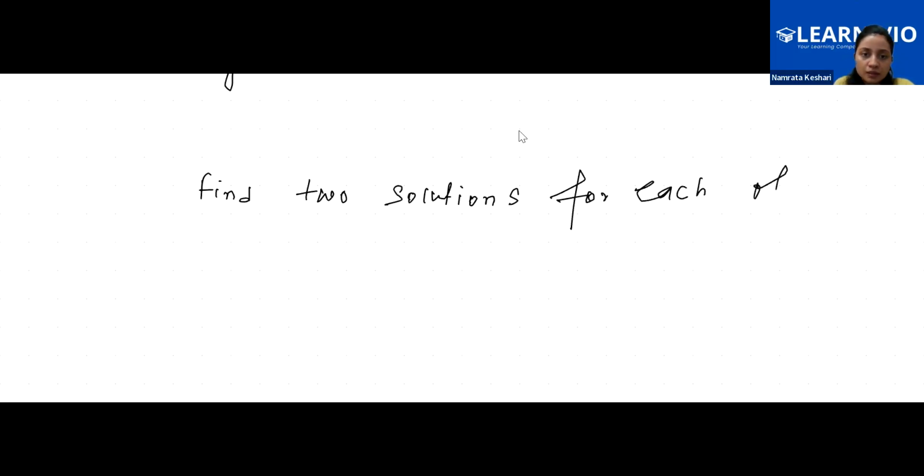From here, we have not discussed, right, Sazia? Yes, ma'am. Okay, so: find two solutions for each of the following equations.